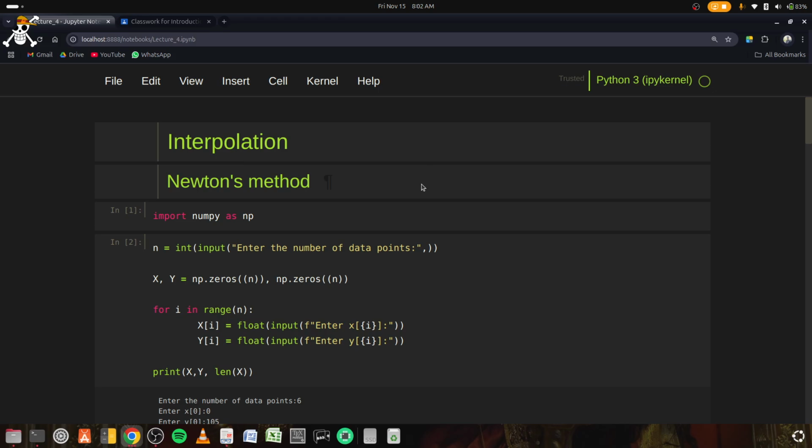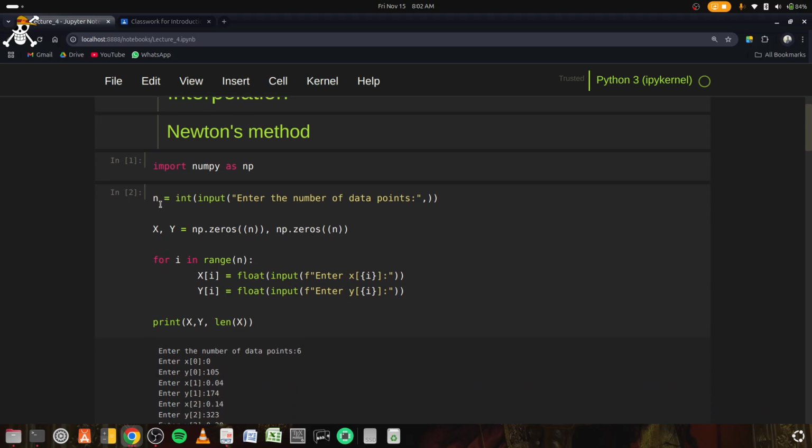So this is the first method, the Newton's interpolation method. First we are importing NumPy. We need to use the arrays. So the first thing we are doing is to import the NumPy module. We are importing NumPy as np. Then we are taking an input from the user. Here input the number of data points you have, right? So input how many data points you have in your experiment.